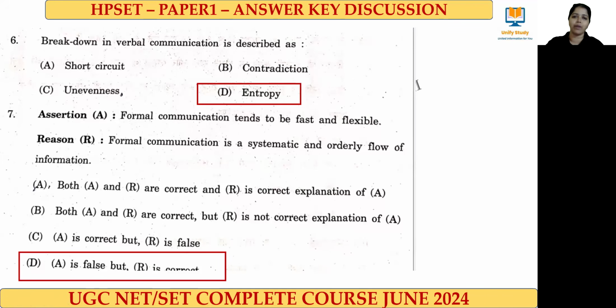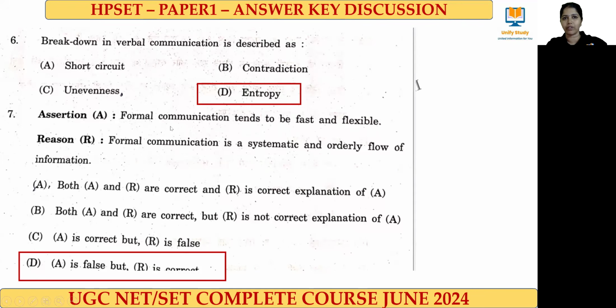A question from communication. Breakdown in verbal communication is described as entropy. Entropy means confusion, right? And that is the meaning: the breakdown in verbal communication is described as entropy. Formal communication tends to be fast and flexible. It is an assertion. Formal communication is systematic and orderly flow of information.